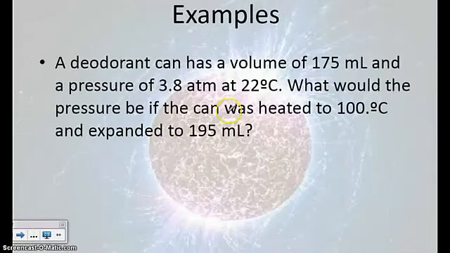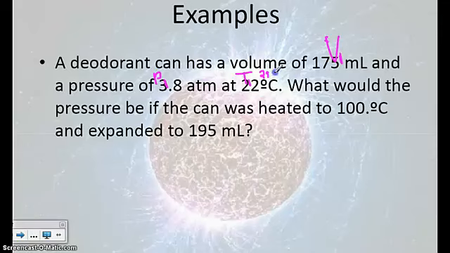All right, here's an example problem. A deodorant can has a volume of 175 milliliters, so this would be our volume 1, and a pressure of 3.8 atmospheres, so that's our P1, at a temperature of 22 degrees Celsius, so that's T1. Now, temperatures we know can't be in degrees Celsius, so we'd have to add 273 to that. So 22 plus 273 will give us 295. So really our value of T1 is 295.